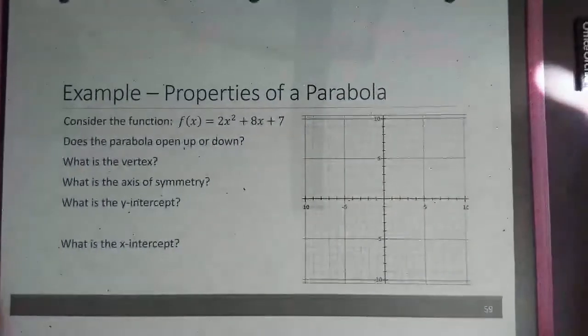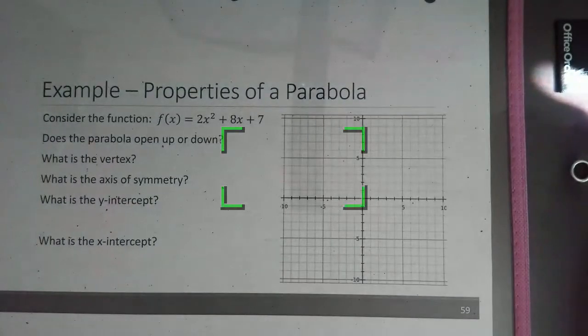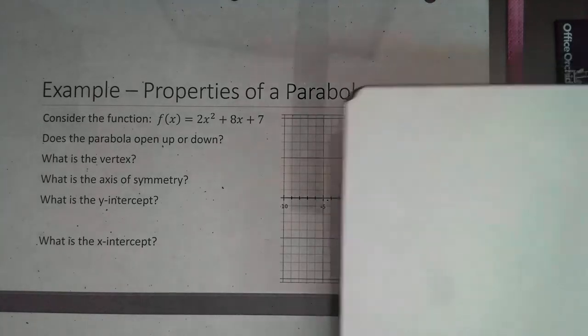Next up, we're going to be working with the properties of a parabola. It says to consider the function f of x equals 2x squared plus 8x plus 7. We want to know if the parabola opens up or down. We want to find the vertex, the axis of symmetry, the y-intercept, and the x-intercept. And I'm going to graph it while we're at it, just to kind of get in that mode.